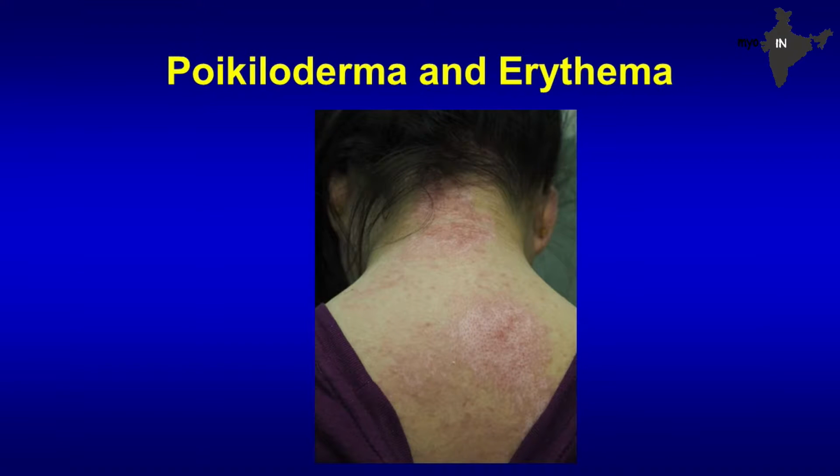Here's some poikiloderma, so hypo and hyperpigmentation. That's part of the damage from the disease, in addition to the erythema and scale that you can see as part of the activity. So this is showing you elements of many aspects of the disease.